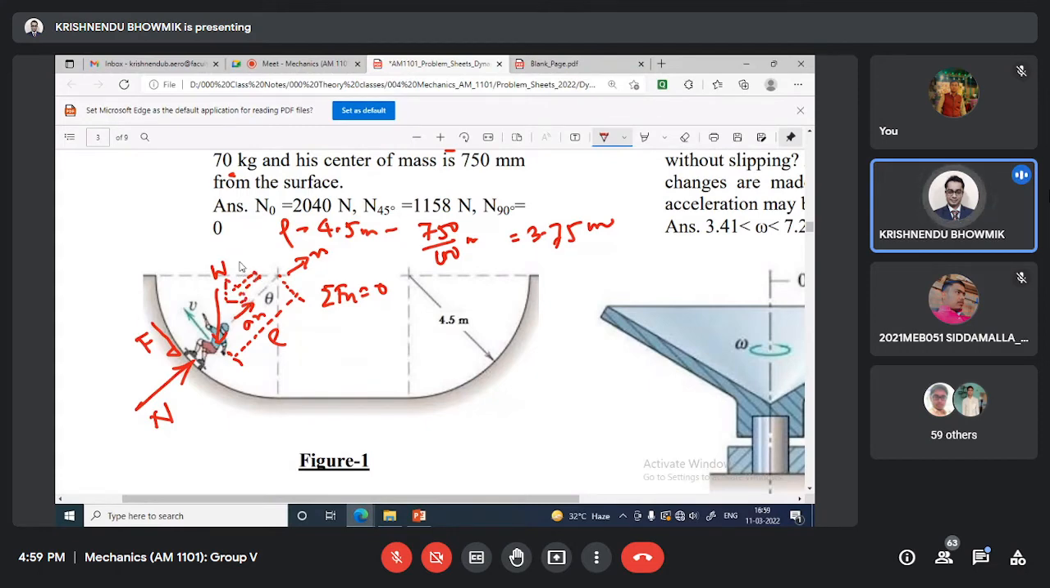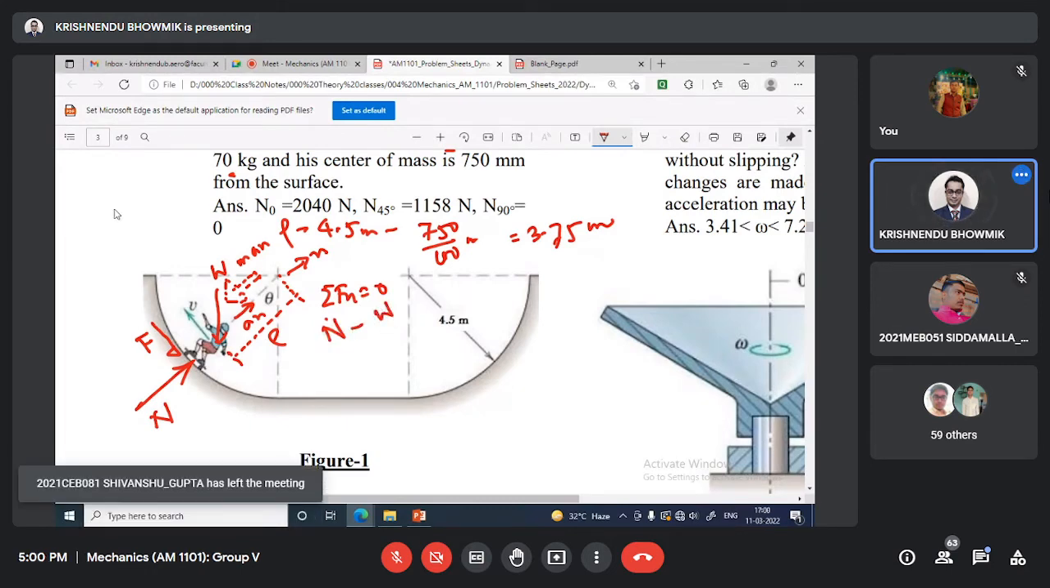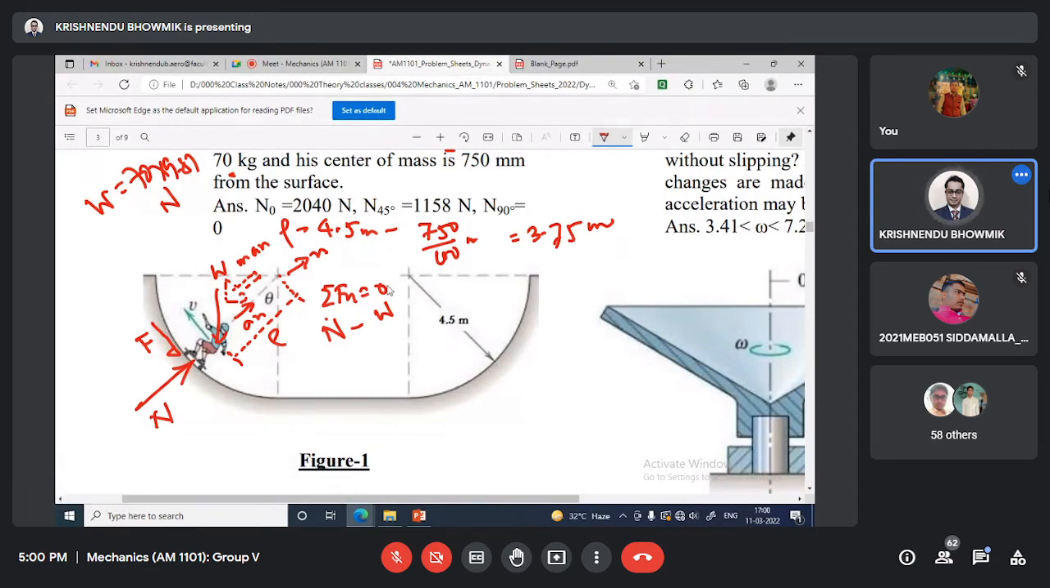So this is the pseudo force MAN. Fn equal to 0 will be N minus W, where W equal to 70 multiplied by 9.81 Newton. Now coming to theta. Which one is theta? I think this one is theta. If this is theta, then this also theta.